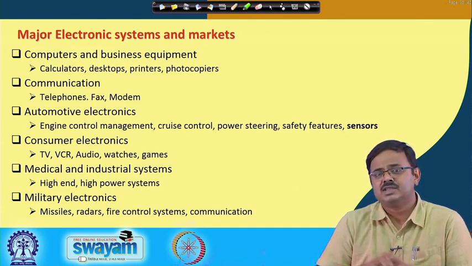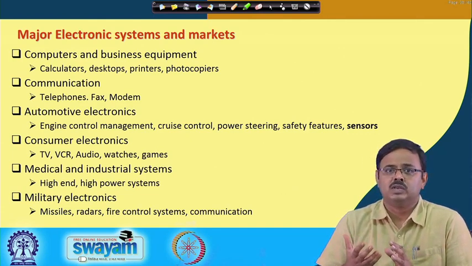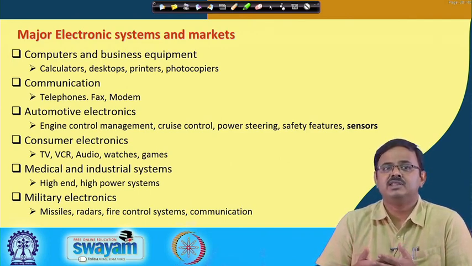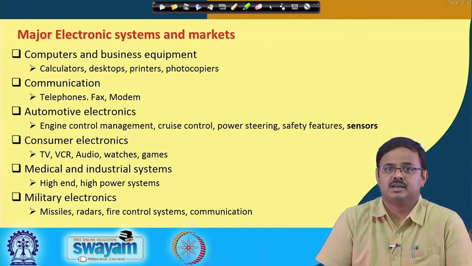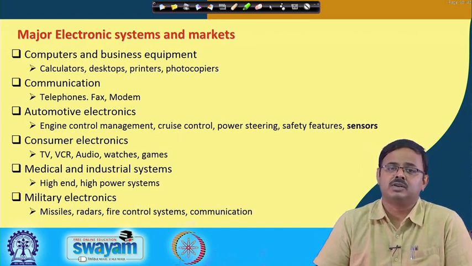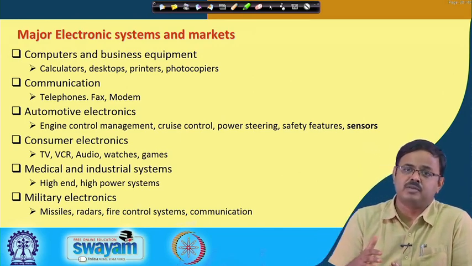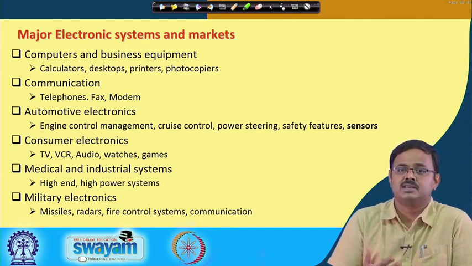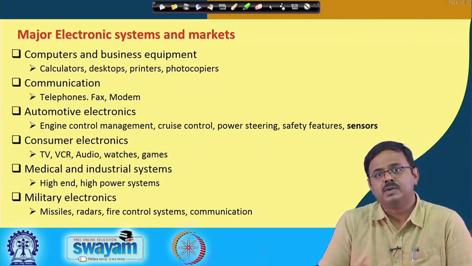Consumer electronics, this is where the digital home segment comes into the picture. TVs, CD players, VCRs, audio players, watches, games, the Xbox, okay, the Nintendos, these are all part of consumer electronics. Computers, by the way, are also part of consumer electronics. Computers as in the desktops, laptops, tablets, they are all part of consumer electronics.